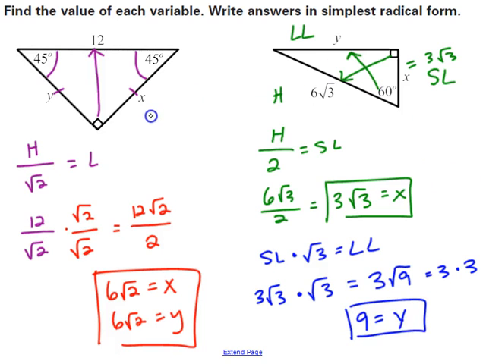So this example with the 45, 45, 90 and 30, 60, 90 use the same rules and relationships that we talked about in the beginning. The only difference is that they require a little bit more algebra work.